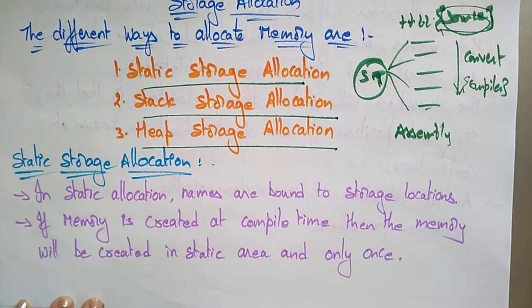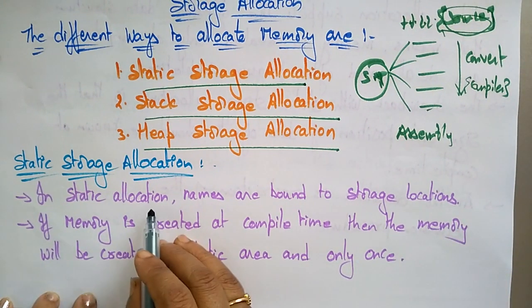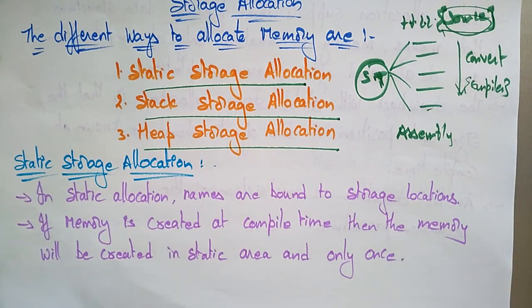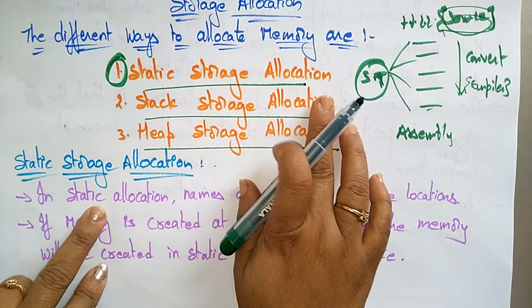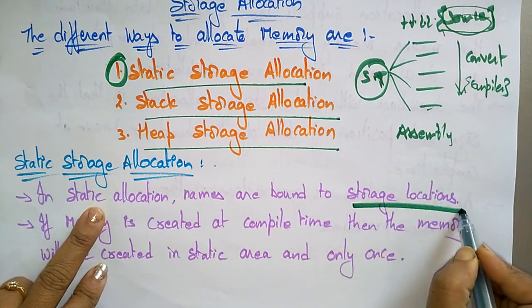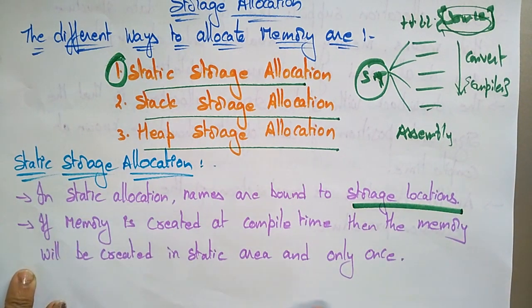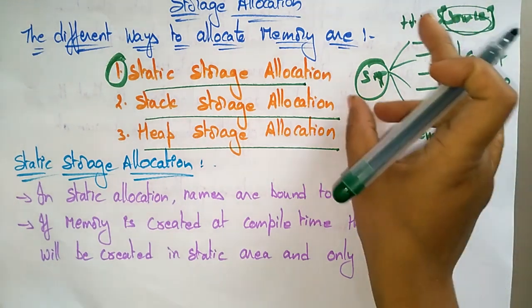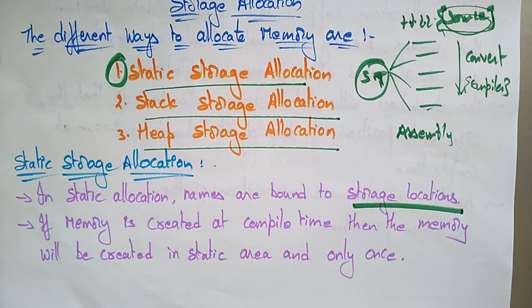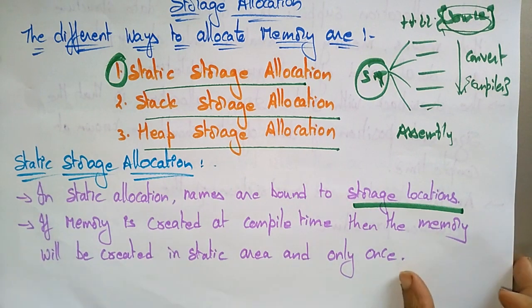Now first, the static storage allocation. In static allocation, names are bound to storage locations. That is the first point. If memory is created at compile time, then the memory will be created in the static area and only once. So whenever at compile time, first the memory will be created in the compilation process, in the symbol table. This will be in a static area and only once.